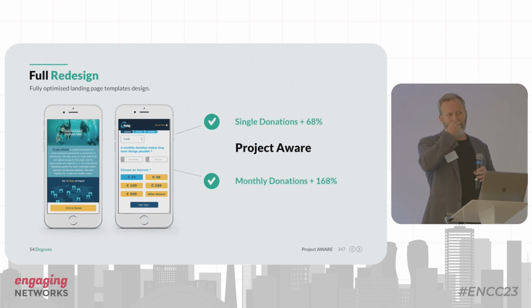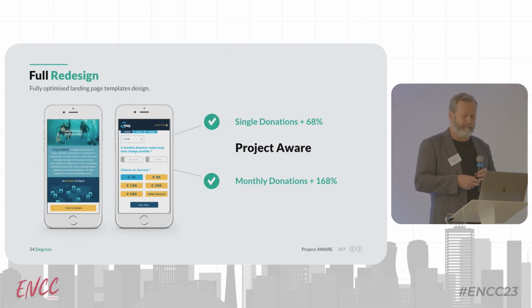So we designed templates for Engaging Networks where we've implemented all of these solutions. So all the things we talk about, what do you test? Why should we test it? Let's just get to a point where we're not talking about that anymore. They're all pretty obvious. So we can just implement those tried and trusted usability recommendations straight away. And with Project Aware, this is a case study that's on the Engaging Networks website, it was 68% single, but I think it's actually a 187% increase in monthly donations after the redesign and going through the testing process.